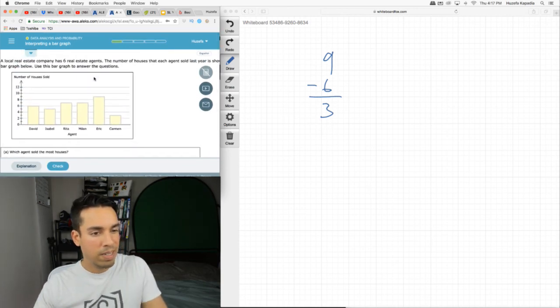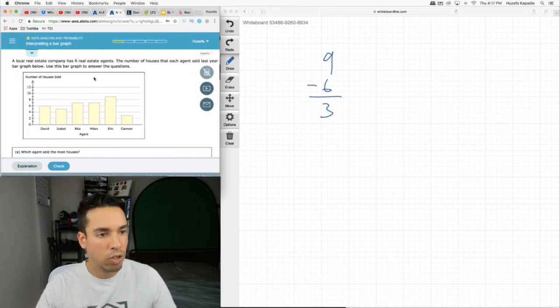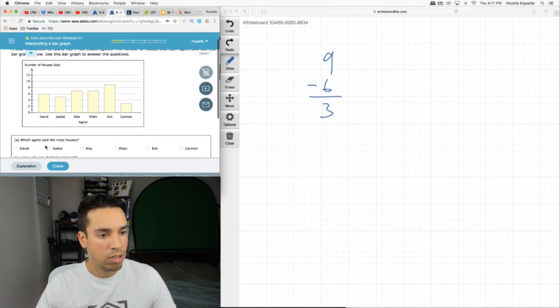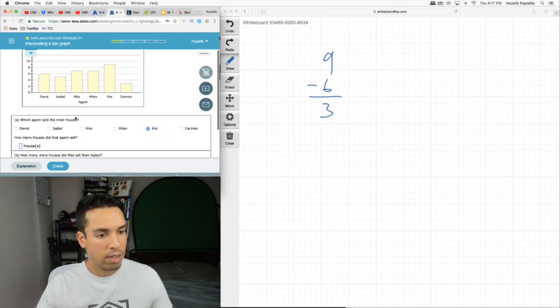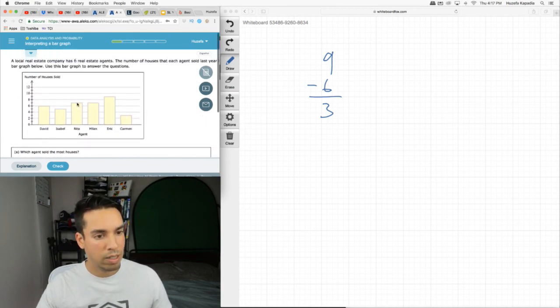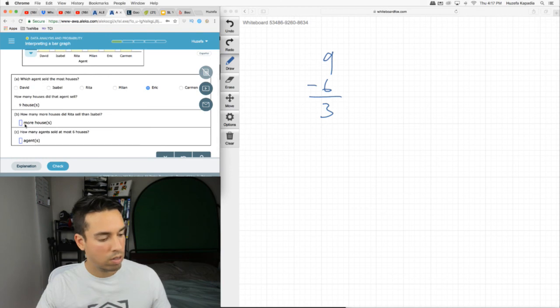A local real estate company has 6 real estate agents. The number of houses that each agent sold last year is shown in the bar graph below. Use this graph to answer the questions. Which agent sold the most houses? So whoever's at the highest point, which is Eric. And Eric sold 9. How many more houses did Rita sell than Isabel? So Rita's at 7. Isabel is at 5, so she sold 2 more.